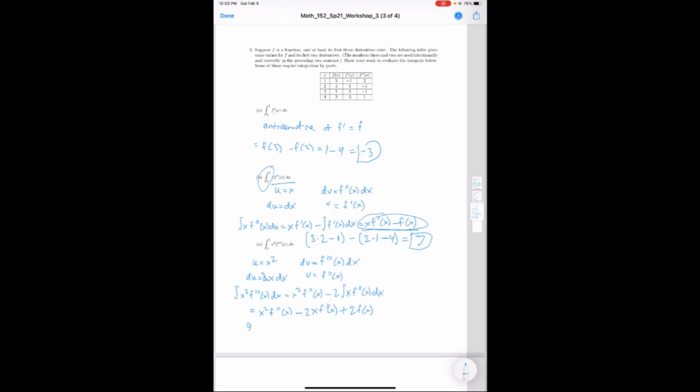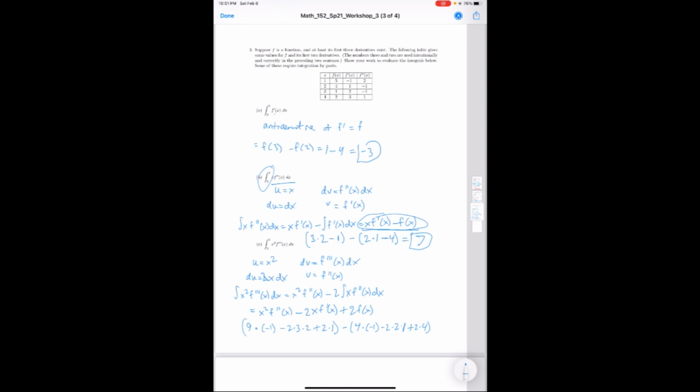So this is going to be 3 squared, which is 9, times f double prime evaluated at 3, which is negative 1, minus 2 times 3 times f prime, which is 2, plus 2 times f of x, 2 times 1, minus 2 squared, which is 4. F double prime evaluated at 2 is negative 1. And then minus 2 times f prime evaluated at 2, which is 1. And then plus 2 times 4.